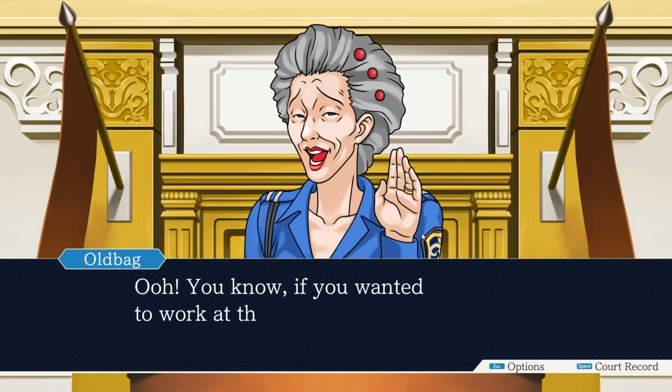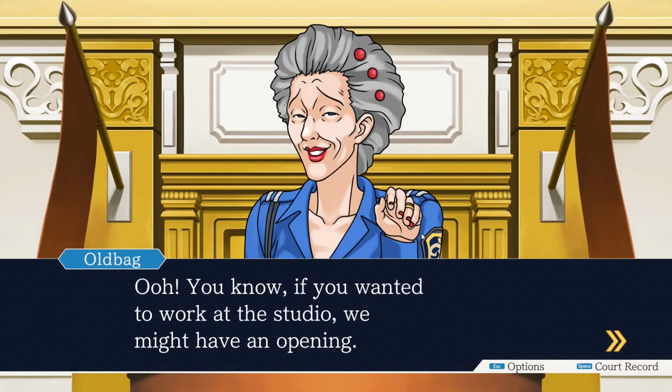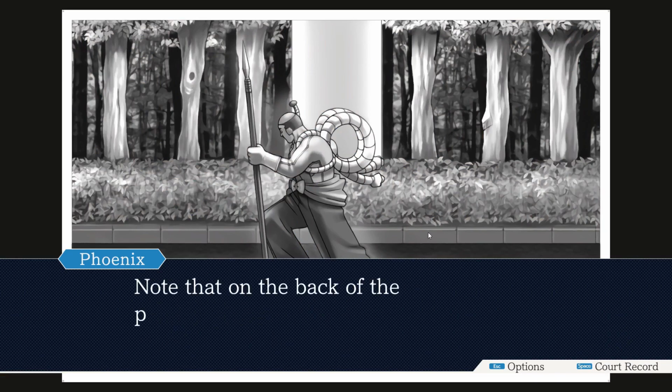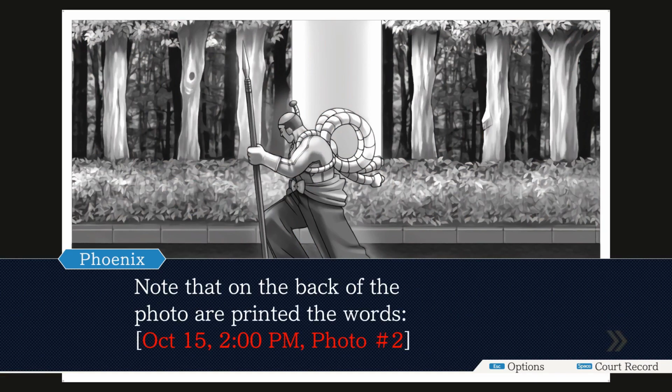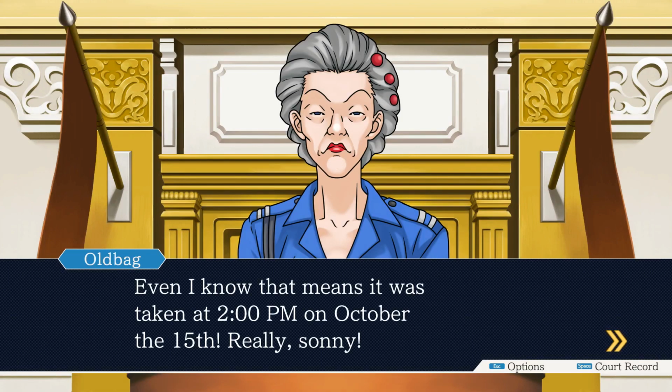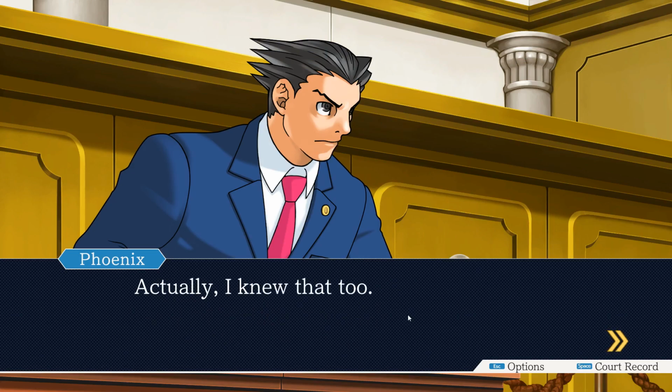Oh, you know, if you wanted to work at the studio, we might have an opening. That very computer printed out this photo. Note that on the back of the photo are printed the words, October 15th, 2 p.m., photo number 2. Even I know that means it was taken at 2 p.m. on October the 15th. Really, Sonny? Actually, I knew that too.